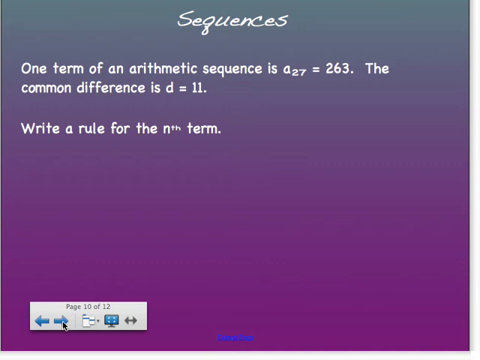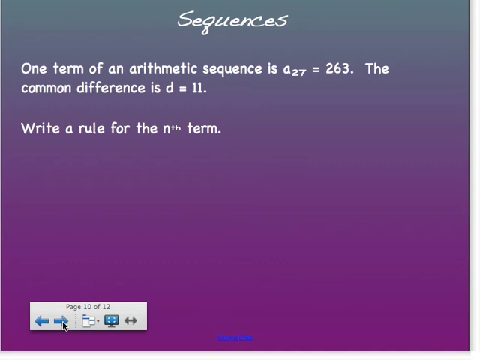So I give you a couple different things. I give you the common difference, so you know it's arithmetic. And I give you the 27th term. A sub 27 means when I plug in 27, I get out 263. In whatever formula or rule that I'm going to generate, when I plug in 27, I better get out 263. When you look at this, I have to write a rule for the nth term.